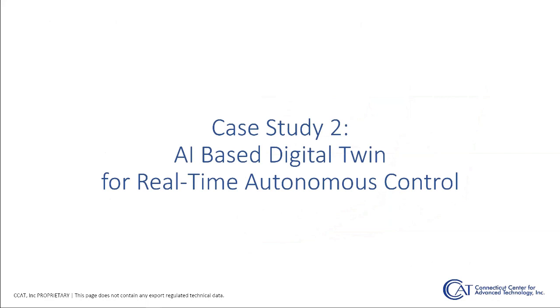So with that, laying the foundation as to why it's important, what we mean by model-based production is creating a mathematical model based on historical data that's correlated with post-inspection results, that we can then use to make predictions in real time and then make corrective actions. So now with case study 2, we're getting on to AI-based digital twin for real-time autonomous control.